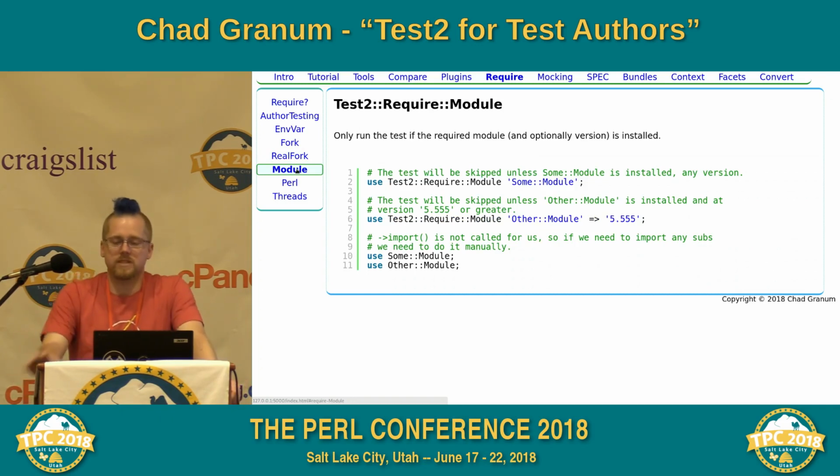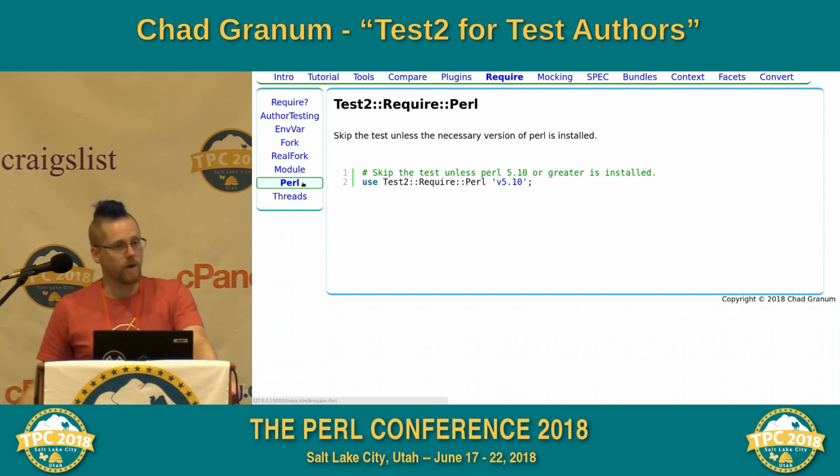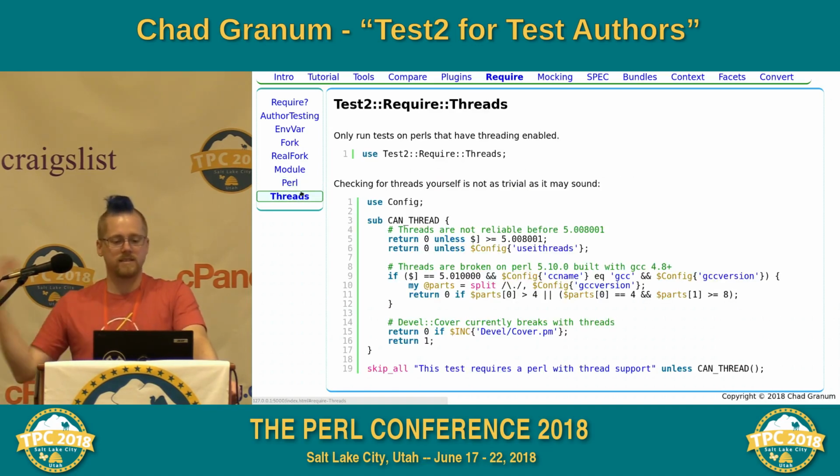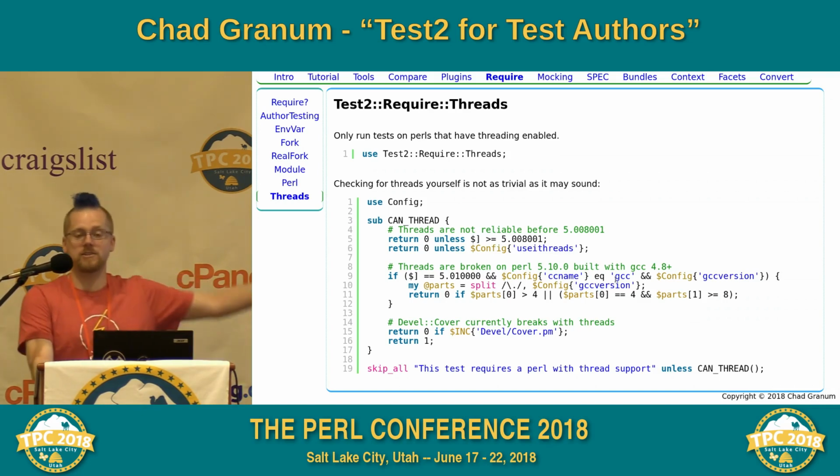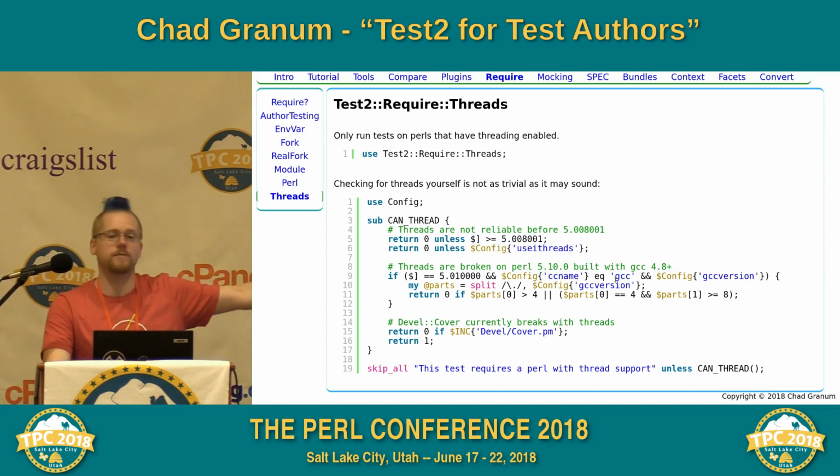Require module: skip this test if this module isn't installed. Skip if it's the wrong version of Perl. Skip if this Perl doesn't support threads. And once again, to get that right is actually quite hard. You can't just require threads and hope for the best. This even catches bugs in GCC versions that cause threads to segfault.